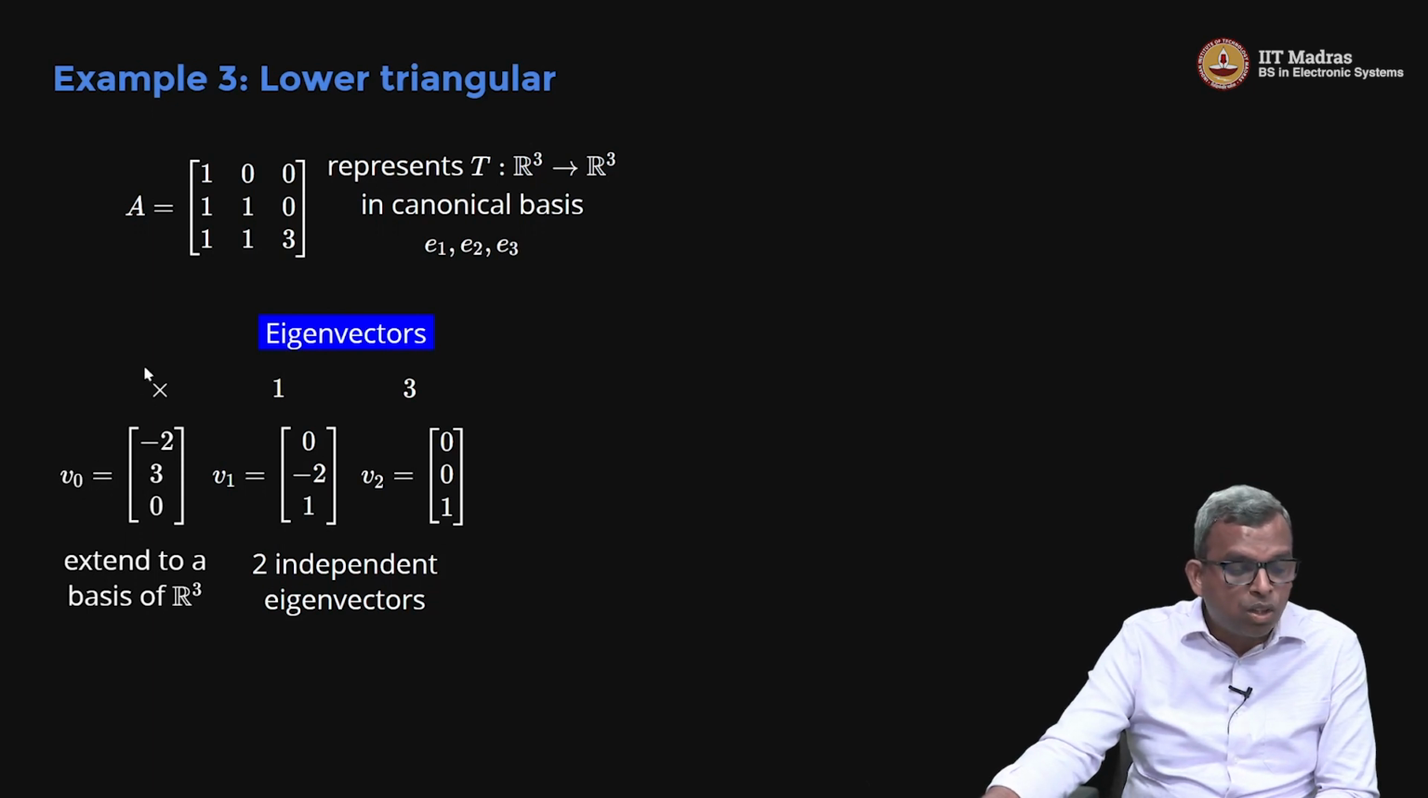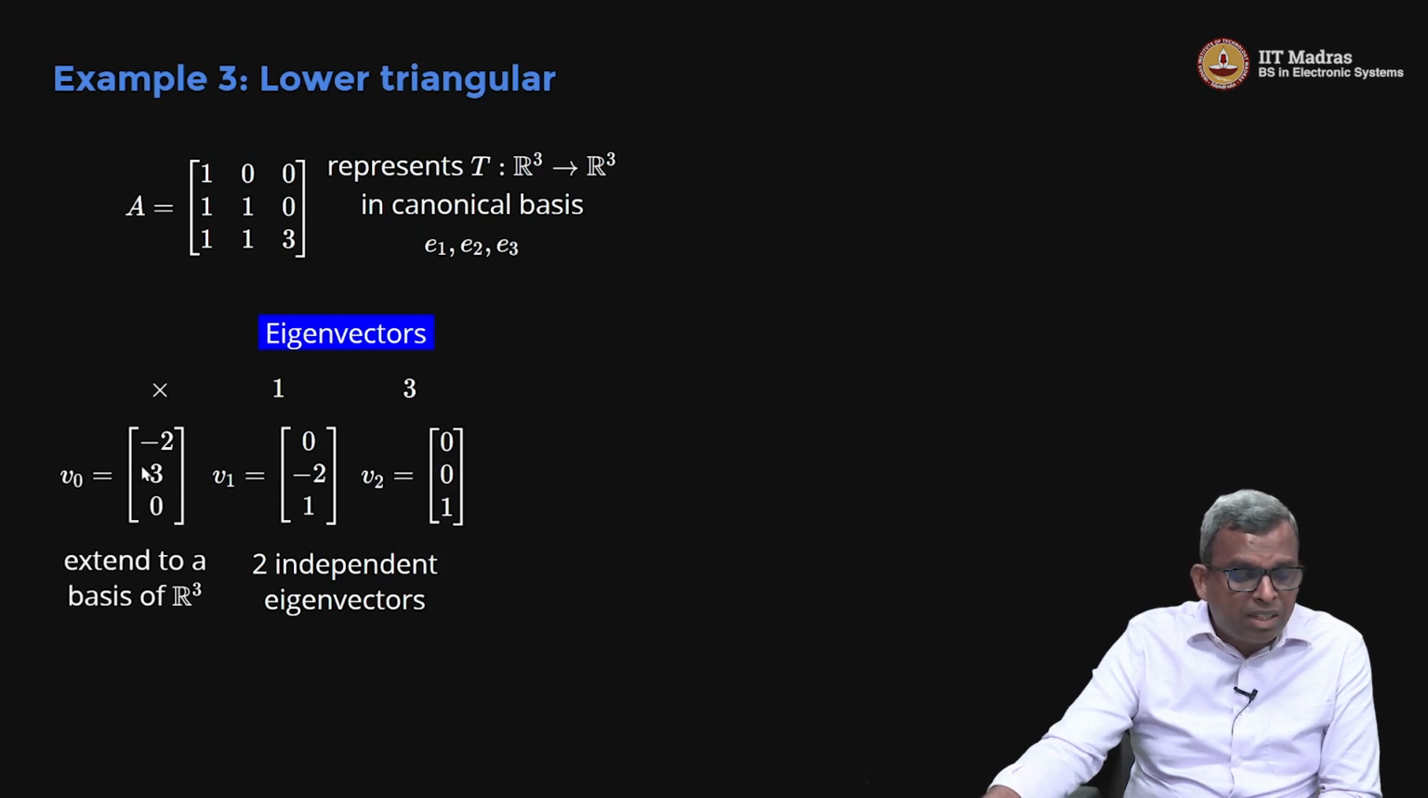This V0 is not an eigenvector, so I'm not listing it under eigenvectors. Eigenvectors are from the right here, so V1 and V2 are eigenvectors. There's an X here, so this is not an eigenvector, but it is linearly independent from V1 and V2, and together they form a basis. I've picked this V0 very carefully.